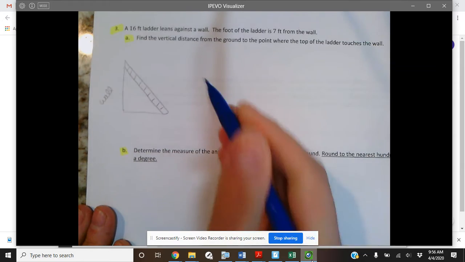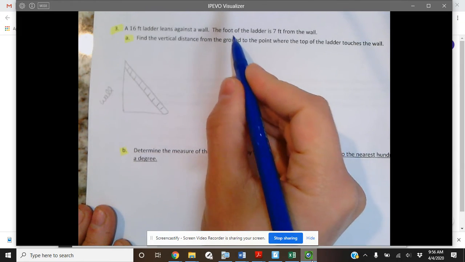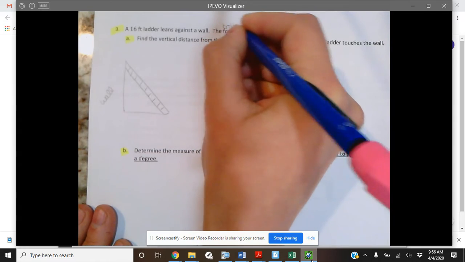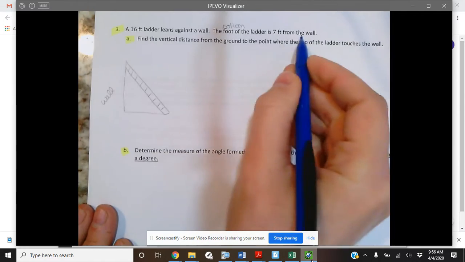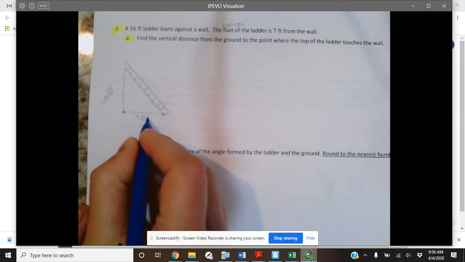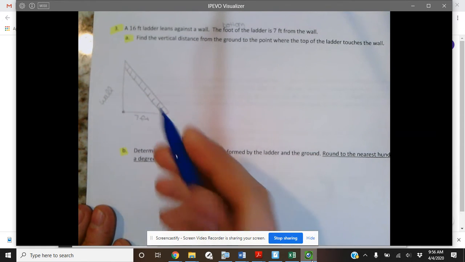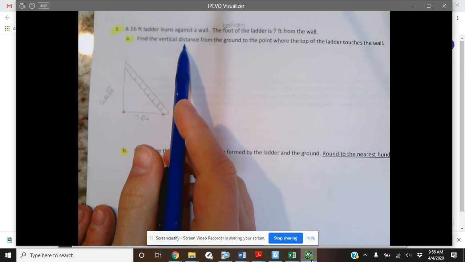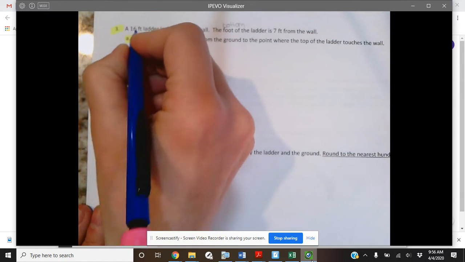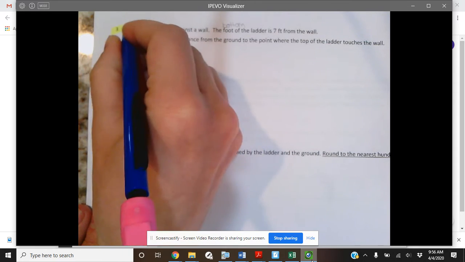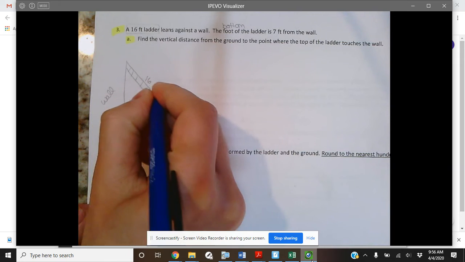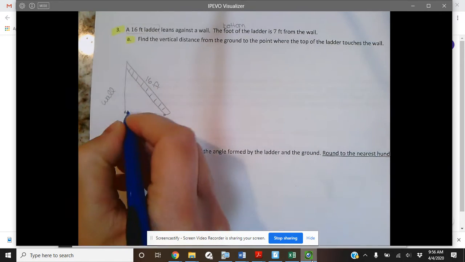Okay. So now we know that the foot of the ladder, the foot is always the bottom. So the bottom of the ladder is 7 feet from the wall. So bottom of the ladder to the wall, 7 feet. And we want to find the vertical distance from the ground. Oops, we also forgot to label something: that the ladder was 16 feet. So this is the ladder. Let's put 16 feet on that.